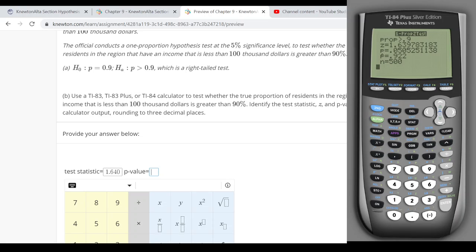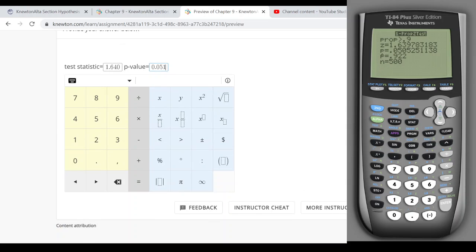Then the p-value is the line right below that. And that's the most important one, right? Because what we're going to do is compare the p-value to alpha, the significance level, and decide whether or not we're going to reject the null hypothesis. So p here is 0.0505, which to 3 decimal places would round to 0.051. So 0.051 for the p-value.